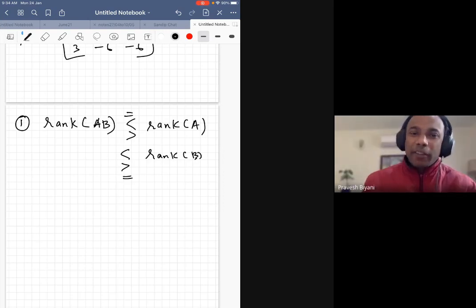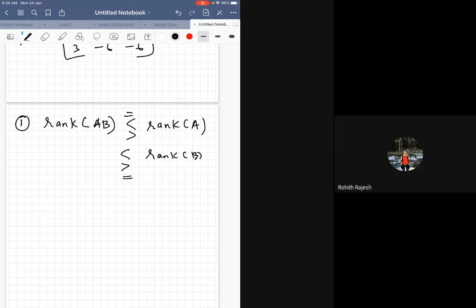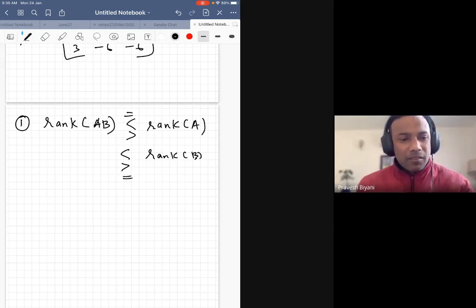Okay. What about the rank of B? Sir, it should be less than the rank of B also, because the multiplication can also be thought of as a linear combination of rows of B. So by the same argument, the rank of AB will be less than the rank of B, and since both of them are true, the minimum condition comes. Whichever is minimum.